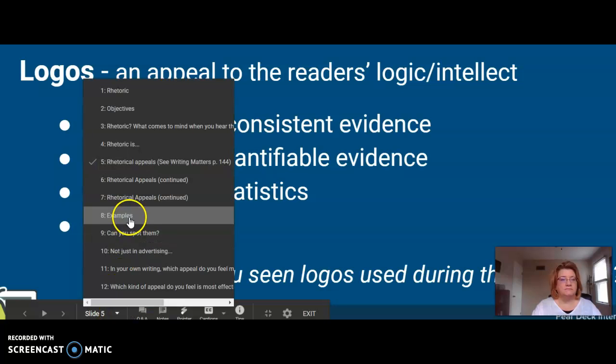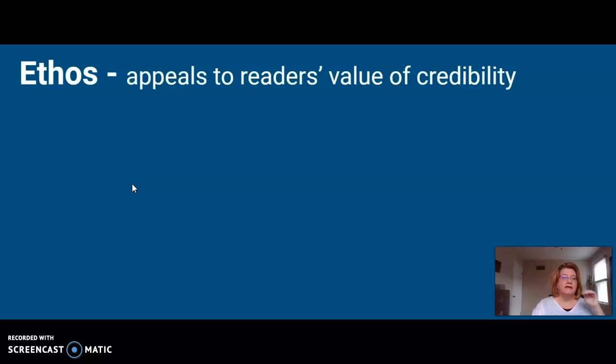Next, ethos. That's from the Greek for ethics, but that can throw you off a little bit about what it means. It's about appealing to the reader's value of credibility. If you're trying to convince somebody of something, you need to assume that they value credibility, that they're going to need to hear how you are credible in terms of being able to write about this. Why should I listen to you on this topic?